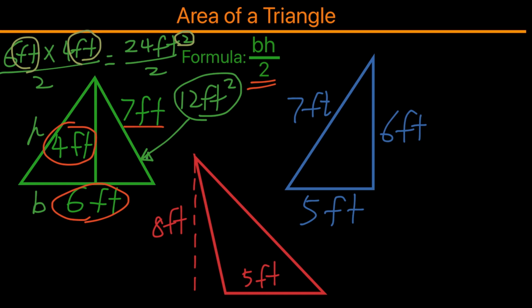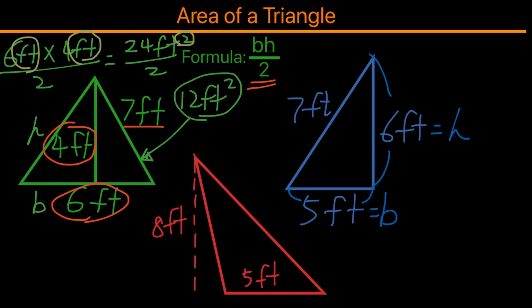Now what about the blue triangle here? Which is the base and which is the height? For a triangle, this here is the base, and this here is the height. The height is always going to be perpendicular. It's a straight line at 90 degrees from the ground up.